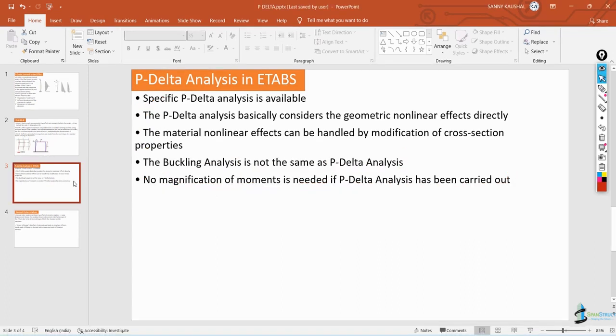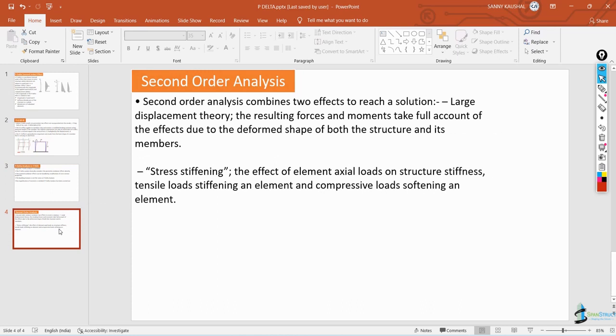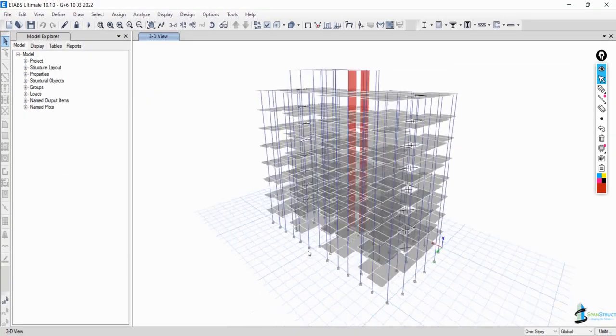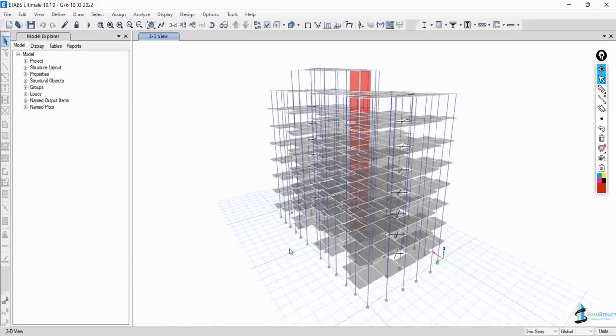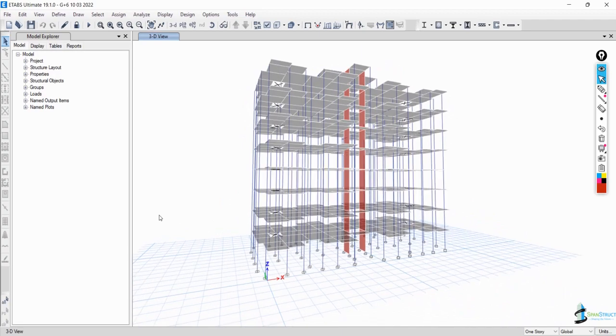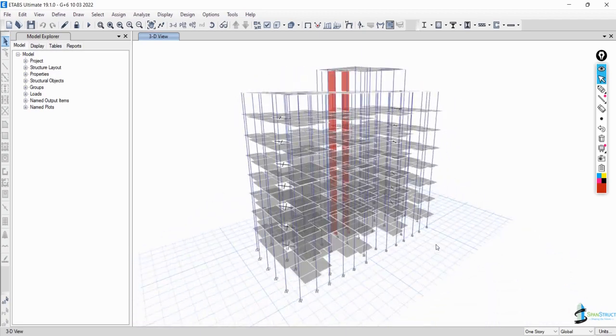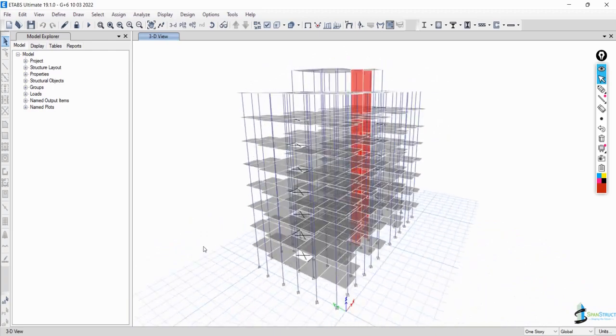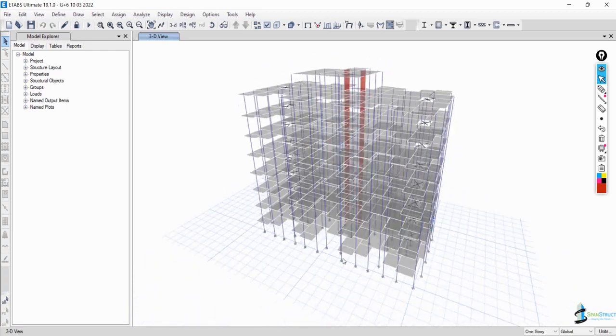Now come to the last page of this PPT, second order analysis. This thing also I have explained to you. If you have any problem there, you can ask me in the comment box. Now we have come to the end of this P delta theory part. We have learned a lot of things regarding the P delta here. We have learned how the calculation of the P delta is done. Also we have learned what the P delta big is and what the P delta small is. These are the things we have learned in the P delta theory part.